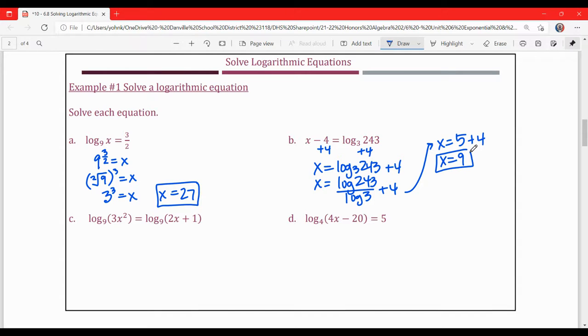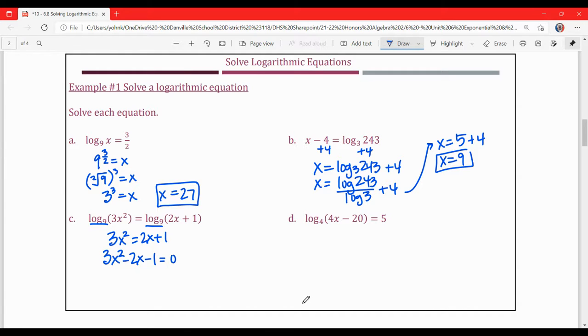All right, if I look at letter C, notice that I have log base 9 on both sides. That means I can take what's in the parentheses and set it equal to each other. So 3x squared equals 2x plus 1. Now I notice I have a quadratic, so I need to get everything on one side. So I'm going to subtract 2x from the left side, and I'm going to subtract 1 from the left side, set it equal to 0.